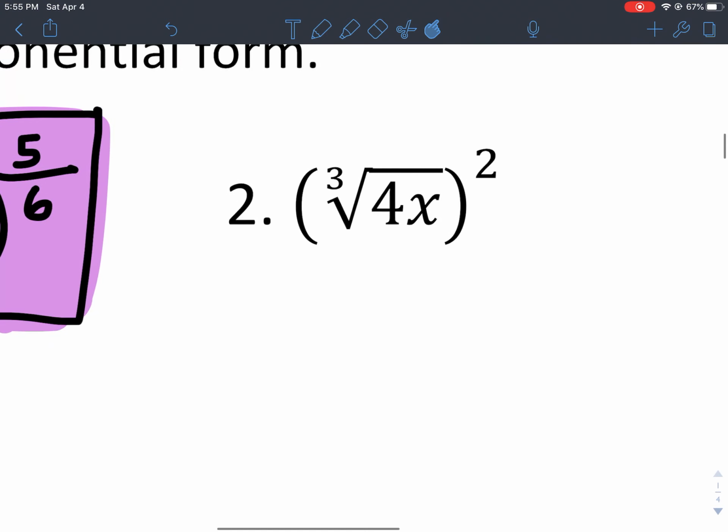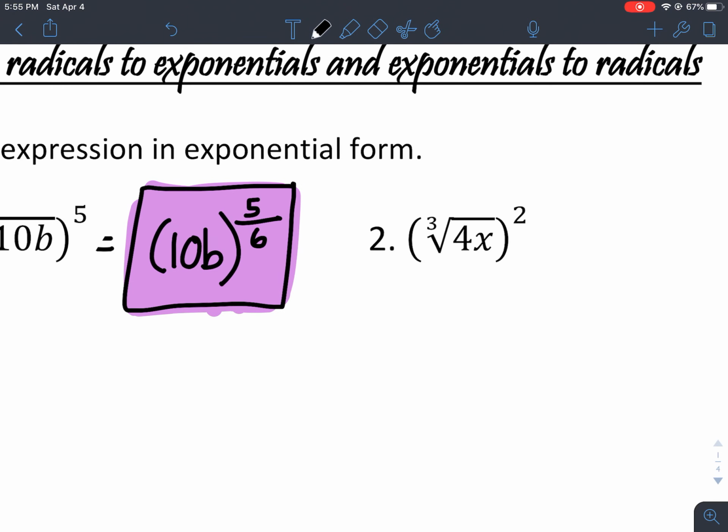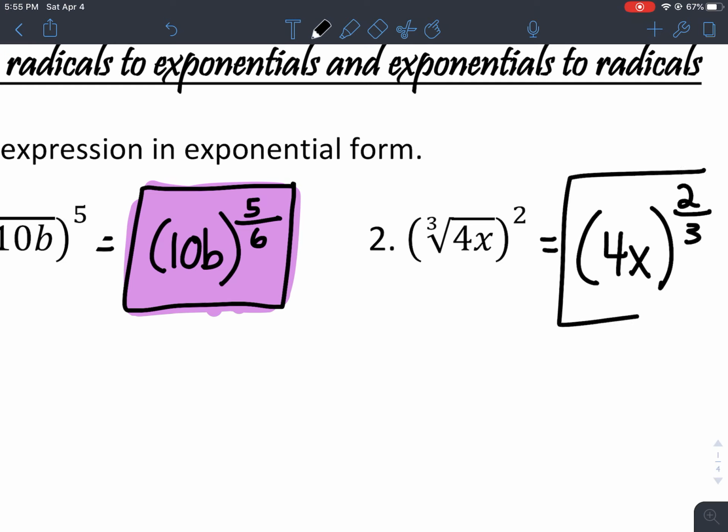Okay, so taking a look at number 2 here, we again have a radical, and it's telling us to convert it to exponential form. So I know the index of the radical must go to the denominator of the exponent, and everything else stays the same. So whatever is underneath the radical goes in parentheses, the 2 stays outside, and the 3 becomes the denominator of the exponent.